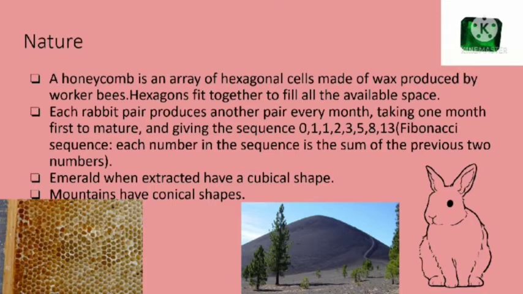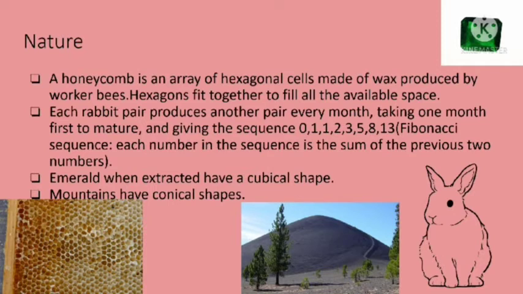Each rabbit pair produces another pair every month, taking one month first to mature, giving the sequence 0, 1, 1, 2, 3, 5, 8, 13. It is known as the Fibonacci sequence, which means each number in the sequence is the sum of the previous two numbers. That is, for example, 0 plus 1 is 1, and 1 plus 2 is 3, and 2 plus 3 is 5, and so on.